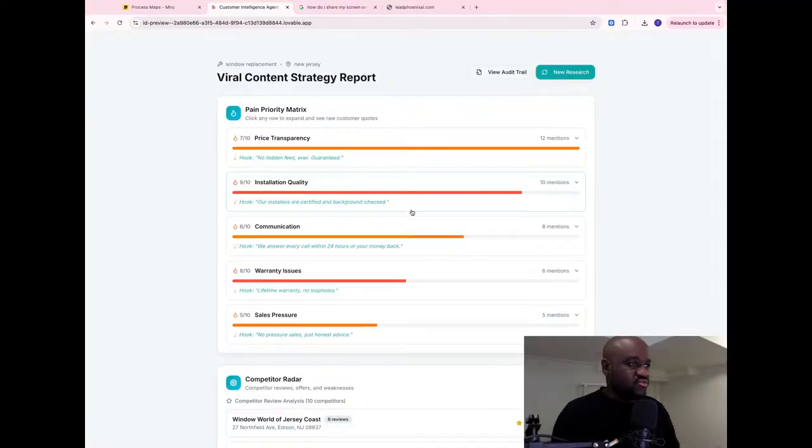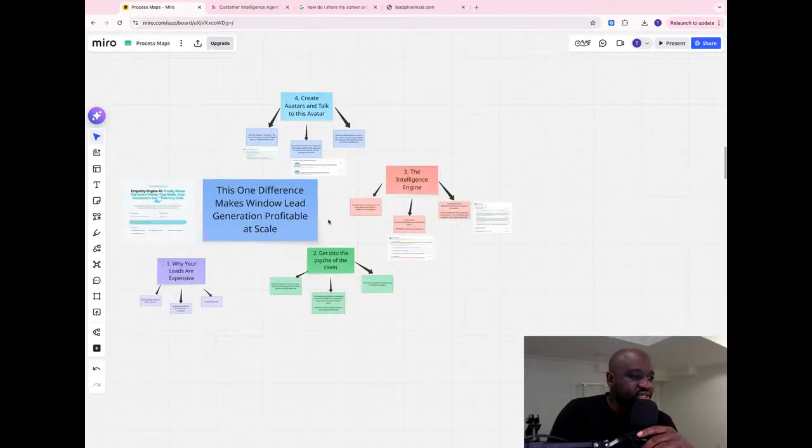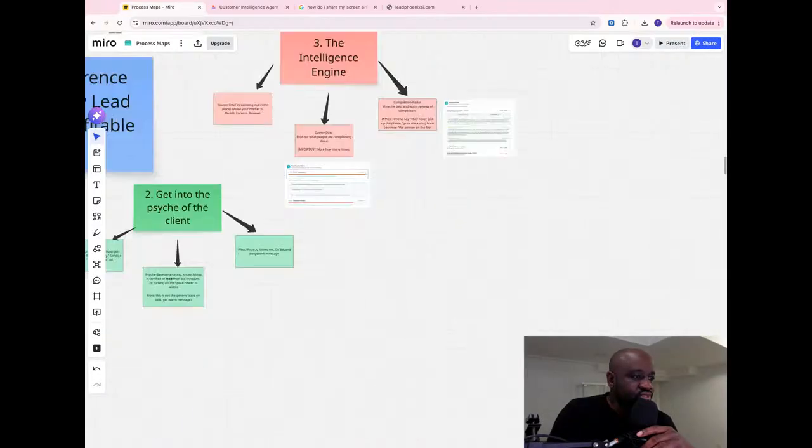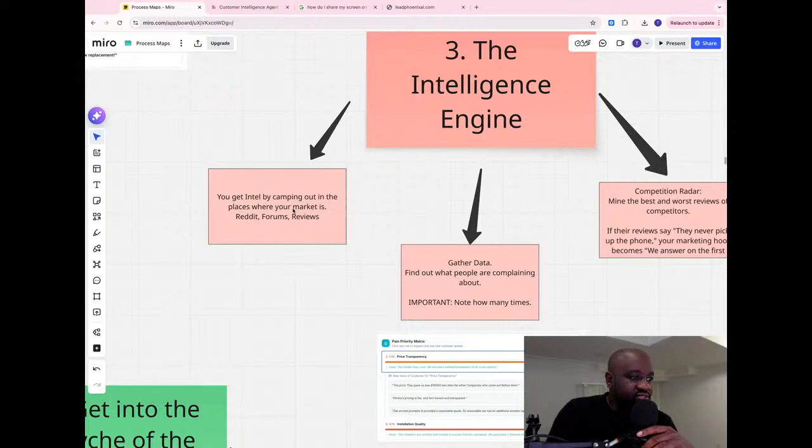In a second, it's going to show us all the information. This is what we've got right now. So, the pain priority matrix, that's the first one. Remember, I was saying we need to find out what the pain of the client is, and how we camp out in the places where they are. This app has gone to camp out. If you wanted to do this manually, you could probably do it in 3, 4, 5 days, 2 weeks, but we've been able to do this in seconds.